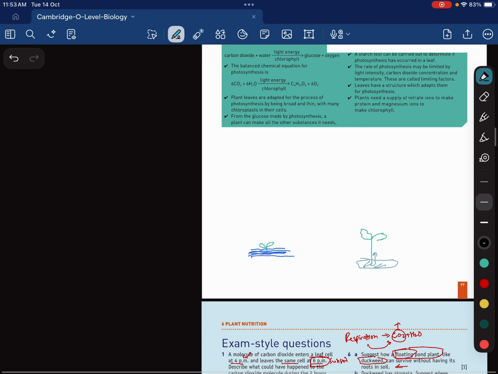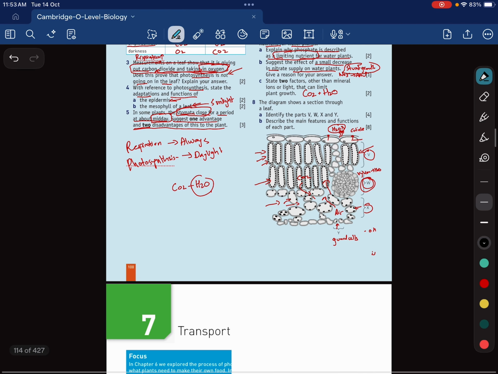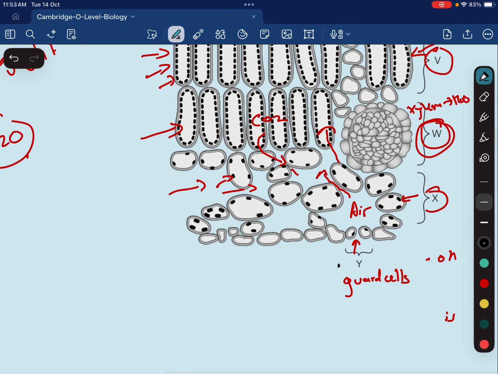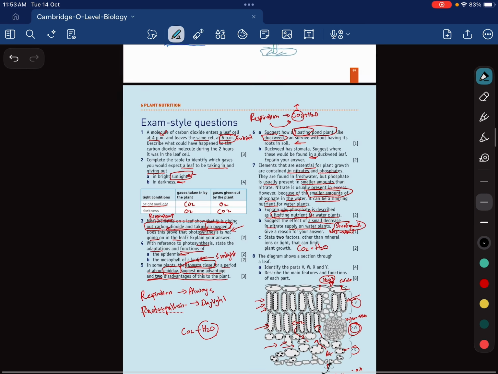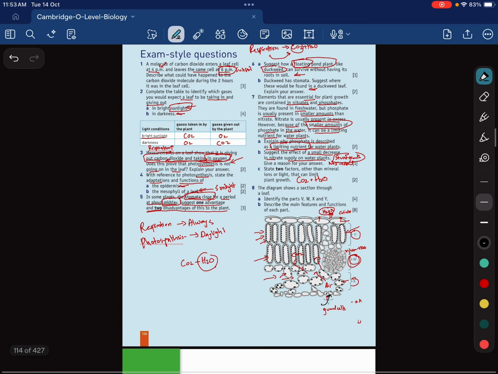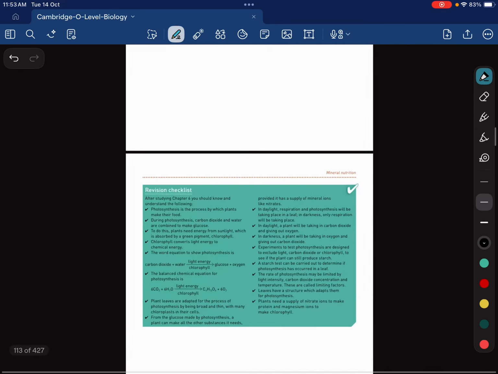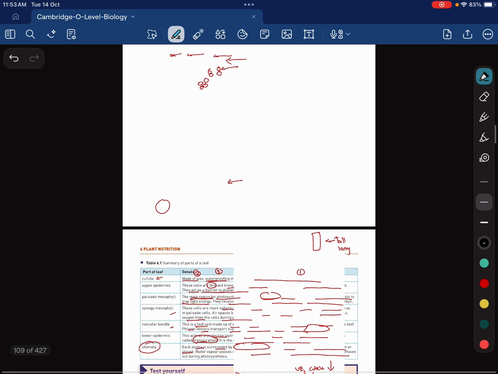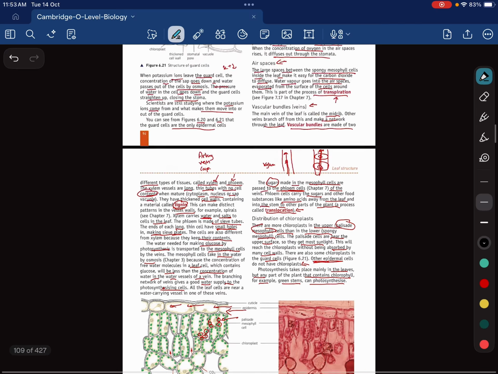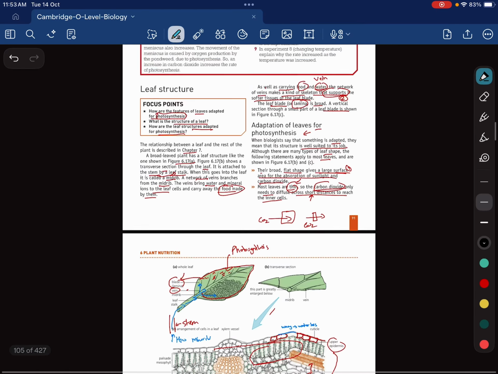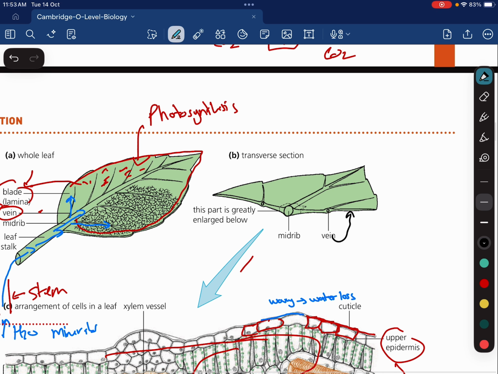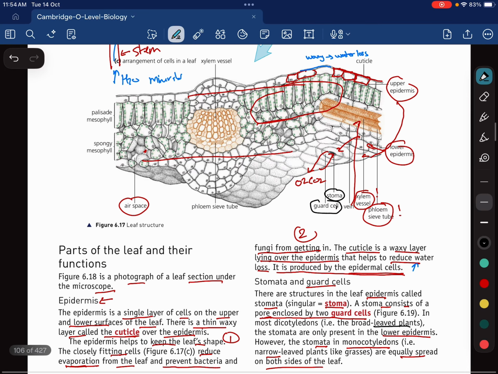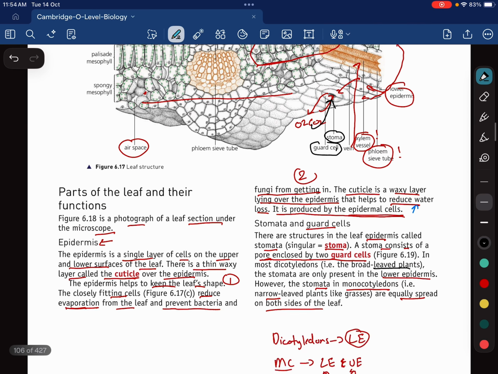Something you need to know is that usually the plant has its stomata on the lower side of the leaf, the underneath side of the leaf. Let me get a diagram for you so you can understand it. Over here, look. Basically on the underneath side, or the lower side of the leaf, that's where the openings are usually present.